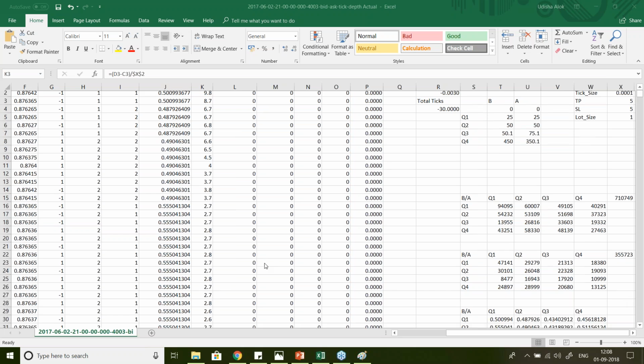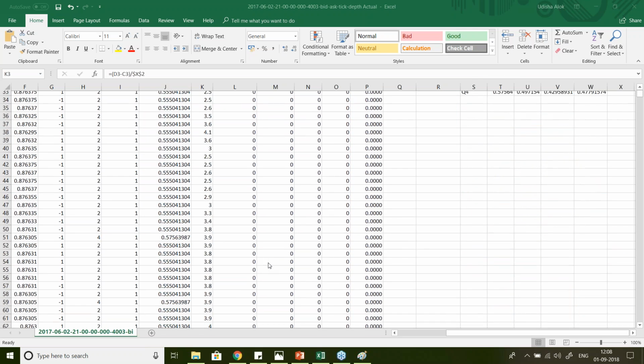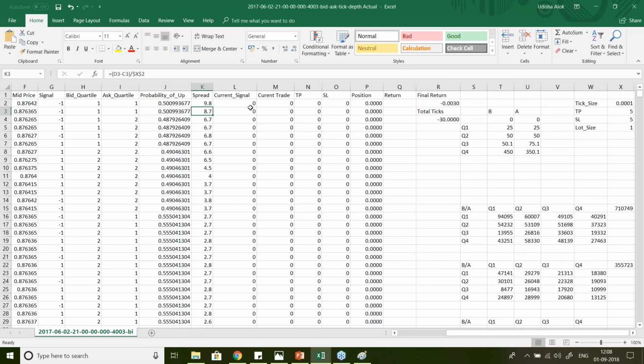So okay, let us go ahead and calculate the signal. So signal is basically what? We generate a signal, that is an entry buy or a sell signal, whenever the probability of the market going up is more than 60%, and similarly the probability of market going down is less than 40%, or the probability of going up is less than 40%.